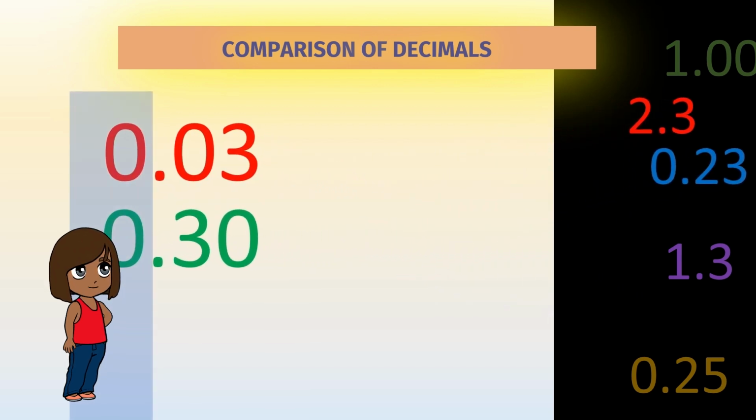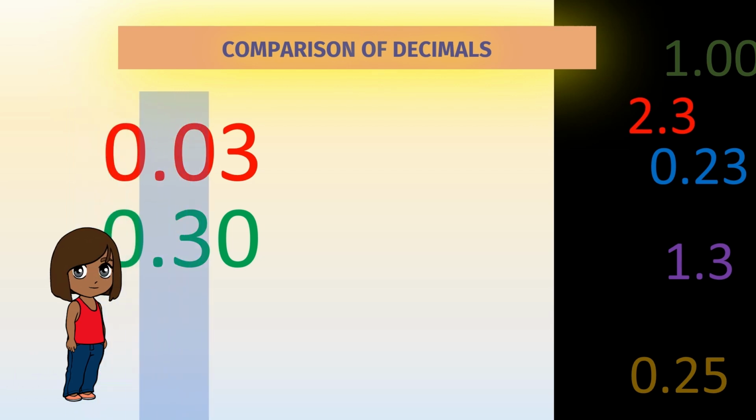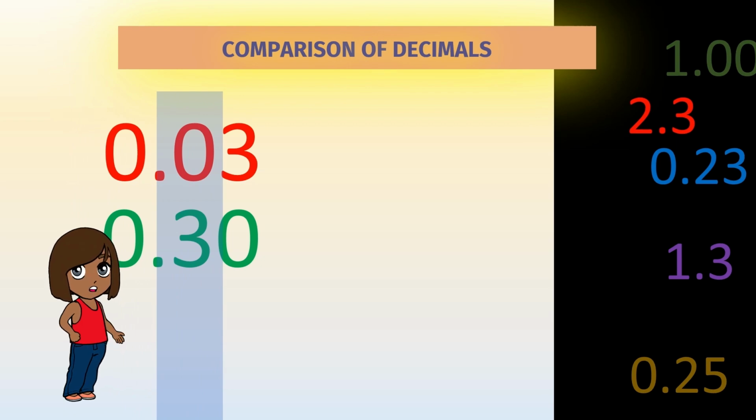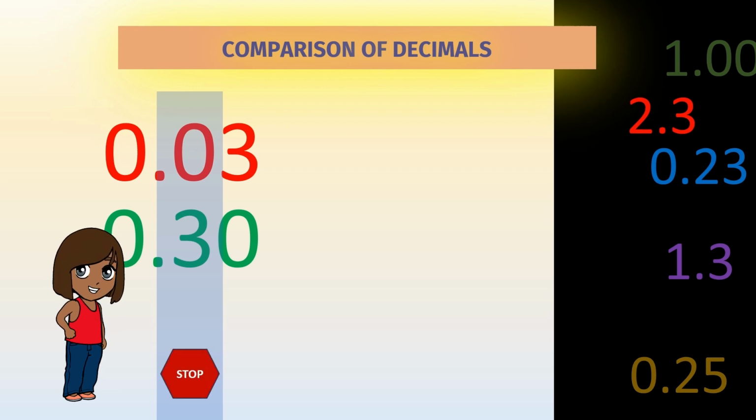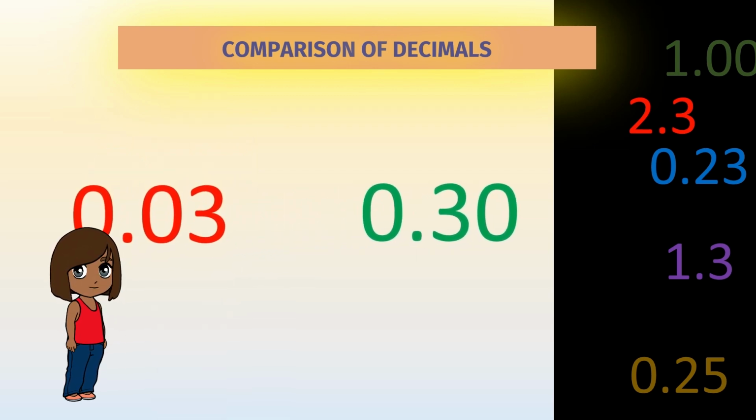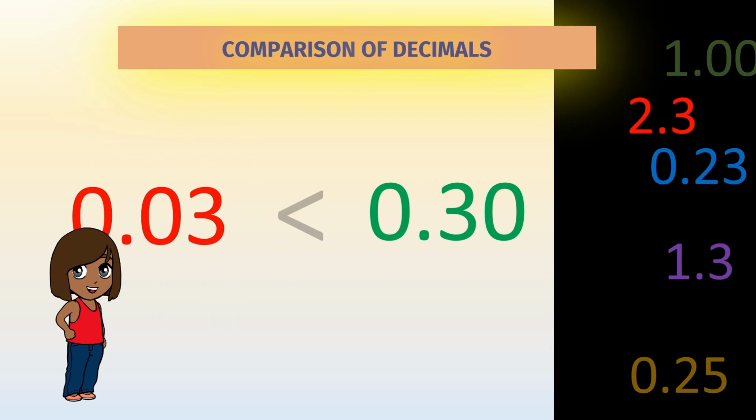Let us take another example. Compare 0.03 and 0.30. Let us compare the highest place value, ones. Both values are equal, so we go on to compare tenths. In tenths, 0 is less than 3. We do not need to compare any more digits. We have 0.03 is lesser than 0.30.